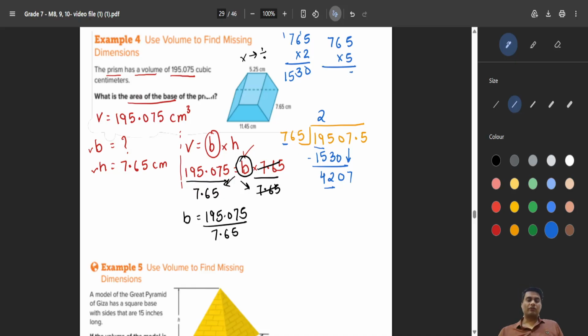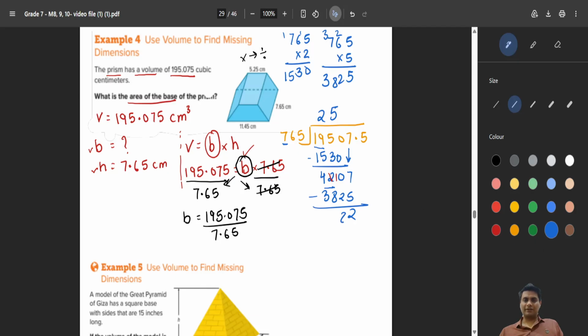5 times 5, 25. So 5 here, 2 up. 5 times 6, 30, 30 and 2, 32. 5 times 7, 35, 35 and 3, 38. Correct? So 3825. At what times? 5. Now do minus. 7 minus 5 will give you 2. Here I cannot do 0 minus 2. So what will happen? I will take a 1 from here. I will give it to the 0. It will become 10. 10 minus 2, 8. Correct?